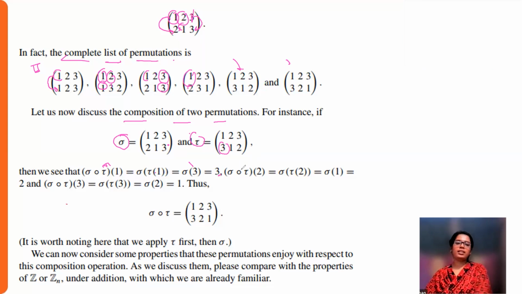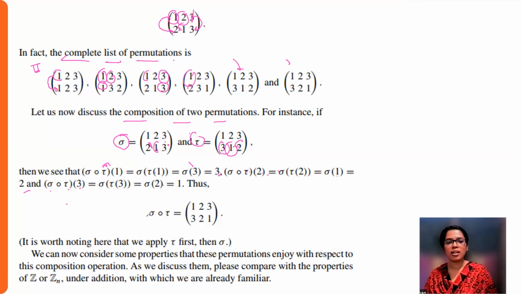Similarly, if you want to find sigma composition tau of 2, first we find tau of 2, which will give us 1, right? So tau of 2 is 1. And sigma of 1 is 2. So then we have the sigma of 1 to be 2. Now, if you want to find sigma composition tau of 3, tau of 3 is 2. So we have sigma of 2 and that is 1. So the composition thing is very easy.